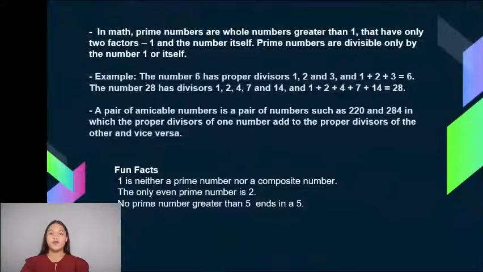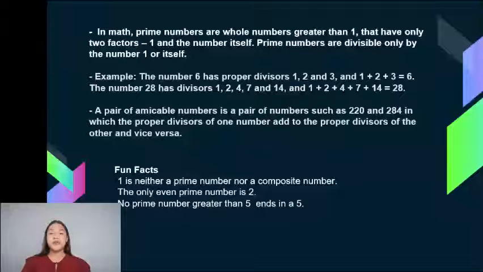Prime numbers are whole numbers greater than 1 and have only two factors, which are 1 and the number itself. Prime numbers are divisible only by themselves and 1. Example, the number 6 has 3 divisors, which are 1, 2, and 3. So 1 plus 2 plus 3 equals 6. Another example, the number 28 has 5 divisors, which are 1, 2, 4, 7, and 14. So 1 plus 2 plus 4 plus 7 plus 14 equals 28.